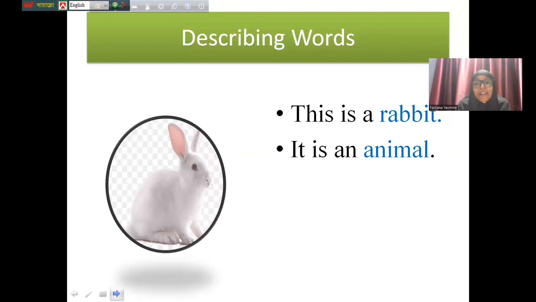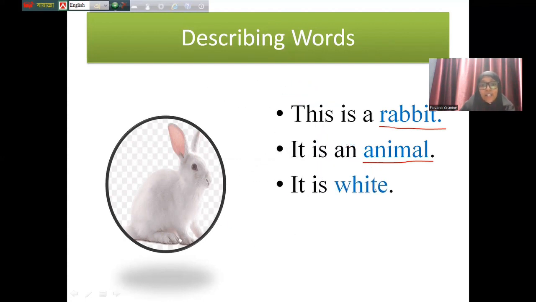It is an animal. Or you can say it's an animal. This is a rabbit. It's an animal. It's not transport. It's not a flower. It's not a fruit. What is it? It's an animal. And this is a rabbit. So this is a rabbit. It is an animal.